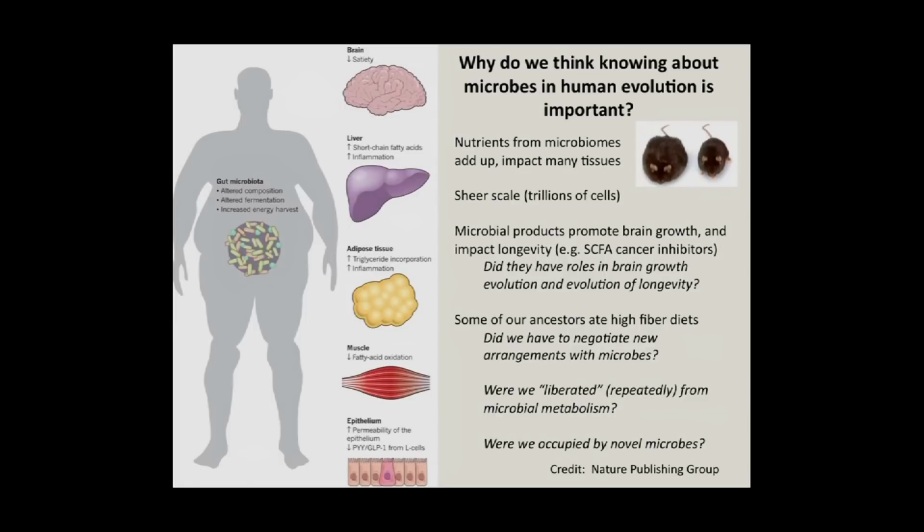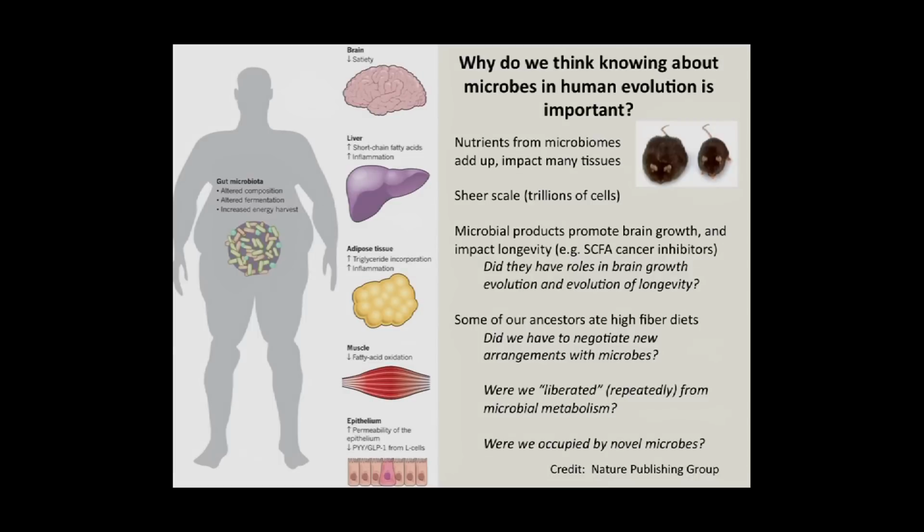The sheer scale of these interactions is also really important to us. There are trillions of microbes in us, on us, and around us at this moment, conducting a range of functions. So the sheer scale alone, we think, makes this interesting in the context of human evolution. Microbial products promote brain growth through the B vitamins that I talked about. They impact longevity because short-chain fatty acids are in fact cancer inhibitors. So there may be some link here with longevity. So we are asking whether or not they have brain growth roles or roles in the evolution of longevity.